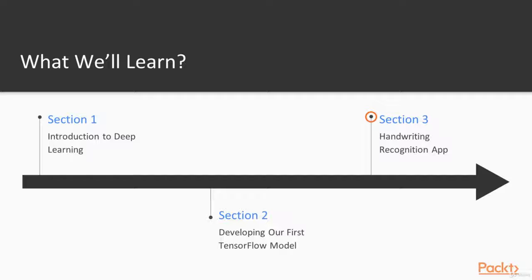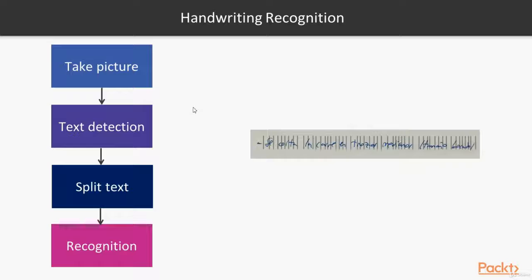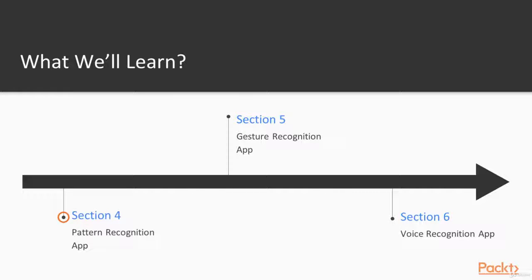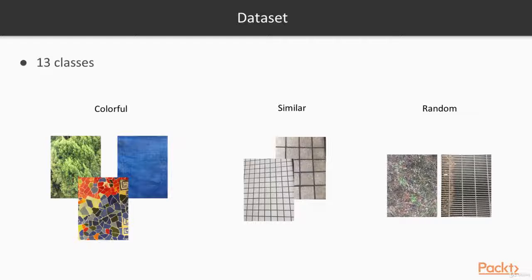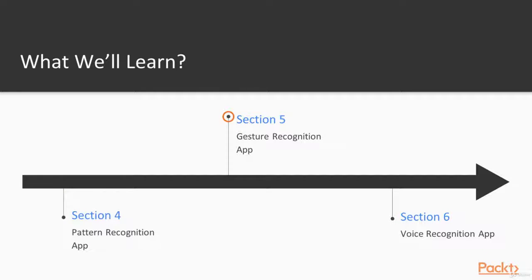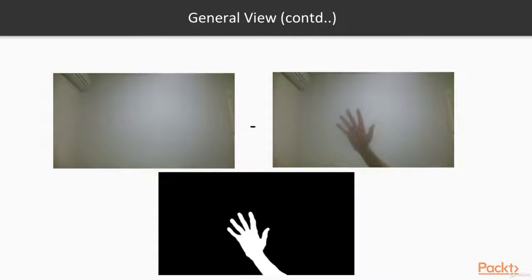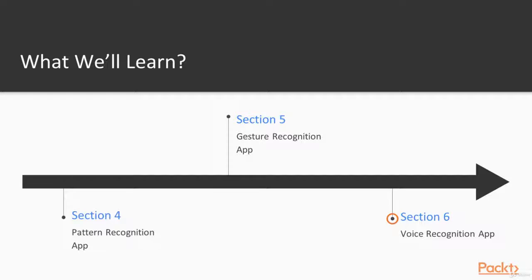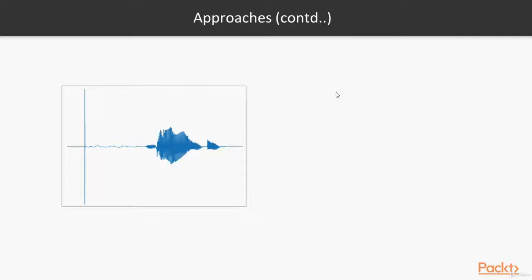In the third section, we will develop a model to perform handwritten recognition, and we will deploy it in an Android app. In the fourth section, we will perform pattern recognition to distinguish between different textures. In the fifth section, we will build a simple gesture recognition model. And finally, in the last section of this course, we will create a voice command recognition model using convolutional neural networks.